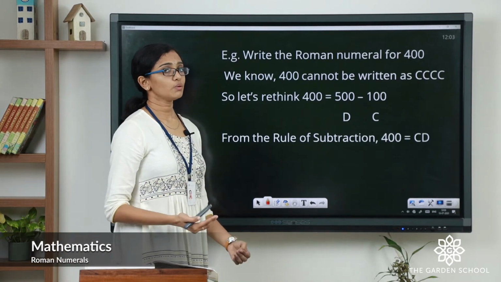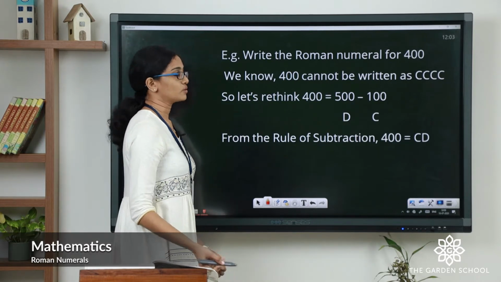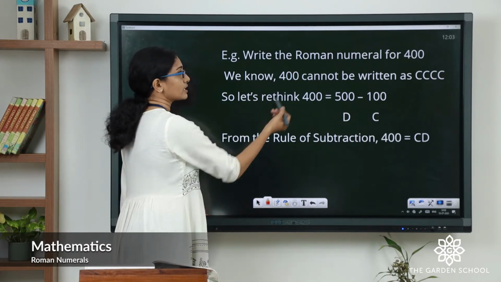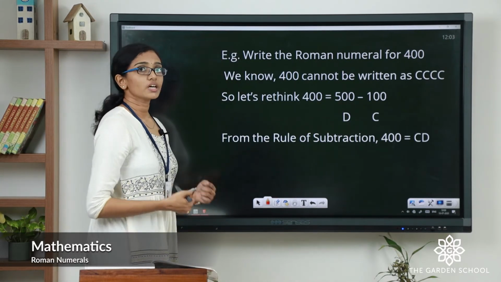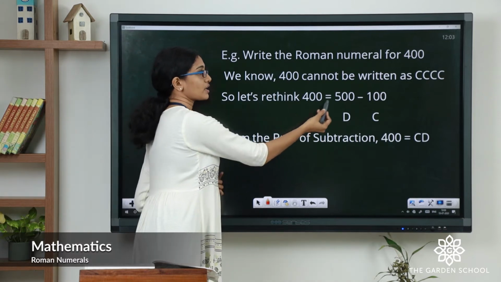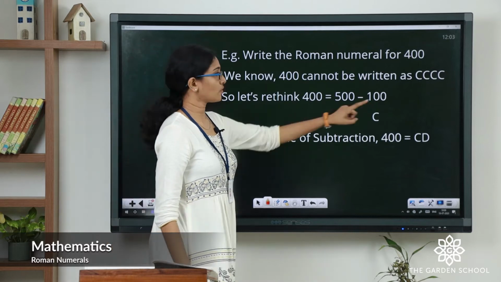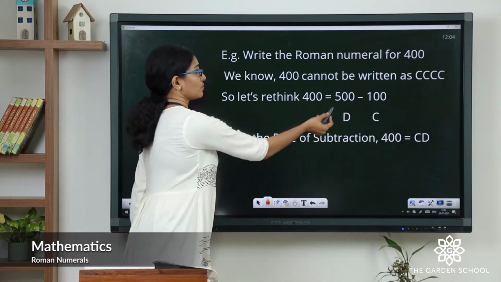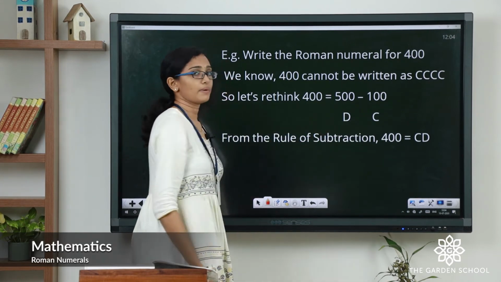Now from the example we were discussing earlier, let's see how 400 can be written in Roman numerals. So we know 400 cannot be written as 4 C's. So let's rethink 400 as 400 equals 500 minus 100. We have a symbol for 500 and we have a symbol for 100. So 500 is represented by D and 100 is represented by C.